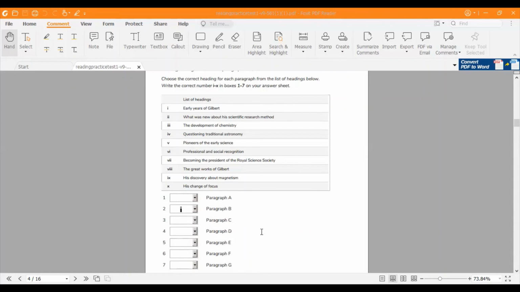That's it. Okay. Scientific research. Where is it, like the scientific research method? I think it's the last one, G. The last paragraph. What about chemistry? Have you heard about chemistry? Yeah, I forgot where. Yeah, I know, but actually we have already talked about it, right? Yes. Astronomy also we talked about it. Pioneers also we talked about it.